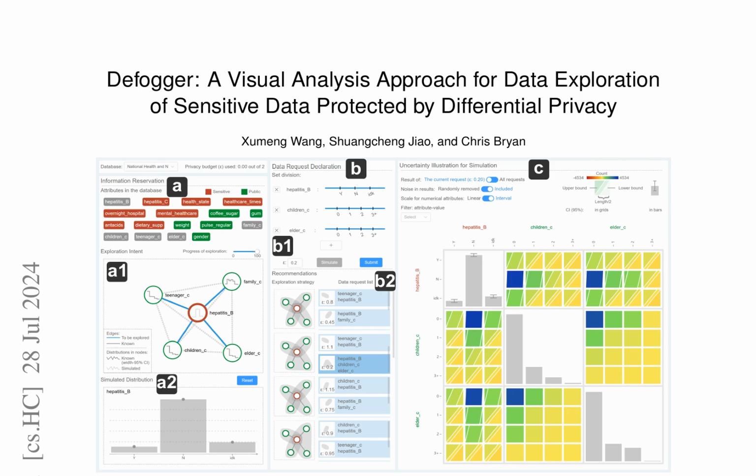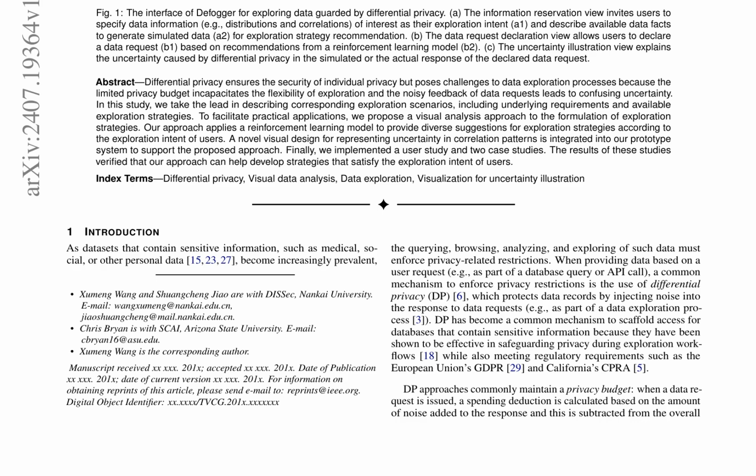The results show that Defogger facilitates the development of exploration strategies that meet user requirements, despite the limitations imposed by differential privacy. By leveraging reinforcement learning in visual design, Defogger enables users to navigate the trade-off between data utility and privacy, ultimately enhancing the exploration of sensitive data.